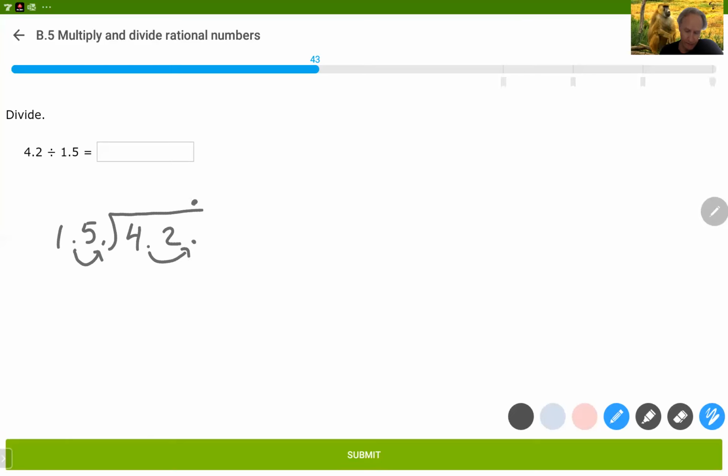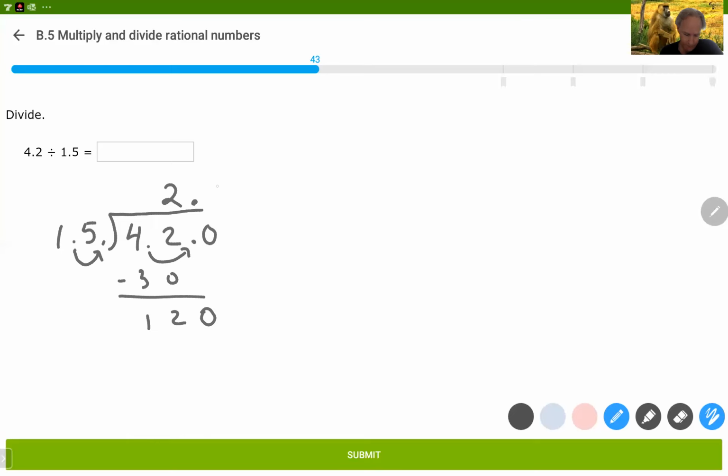And 15 goes into 42 twice. 3 times would be 45, which is too much. And we subtract, and you have a 12 remaining. And you have to bring down the 0. You don't put the 1, 2 right there. And 15 goes into 120, 6 times.